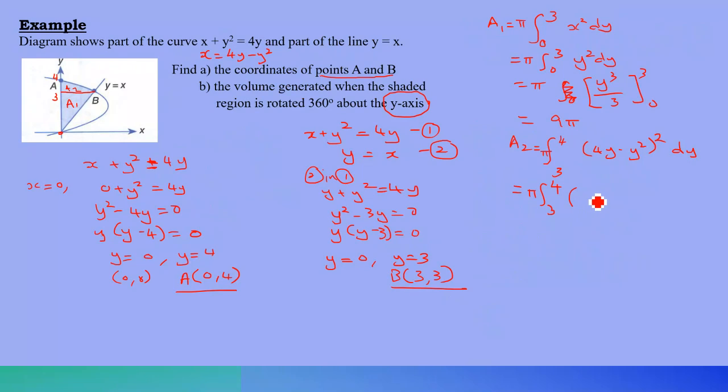So when you expand this, 4y minus y squared, you will get 16y squared minus 8y cubed plus y to the power of 4 dy. Now you need to do your integration for this. So this will give you 16 over 3 y cubed minus, I simplify wherever possible, this will give you 2y to the power of 4. And this one will give you y to the power of 5 over 5.